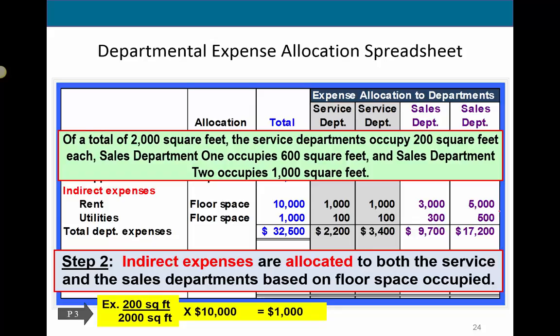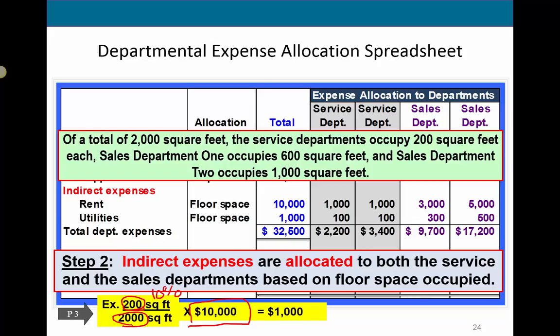And then step three, and there's the allocation base. This is a good time to talk about this. The way it works is, with allocation bases, first we have to figure out the ratio or the rate, the percentage. So this is an example of using the allocation base of square footage to split up the rent. We're saying square footage for a department is 200. What percentage is that of the whole? So we divide it by 2,000, and it's 10%. And now this 10%, the allocation rate, is multiplied by the amount of indirect expense that we're trying to split or allocate.